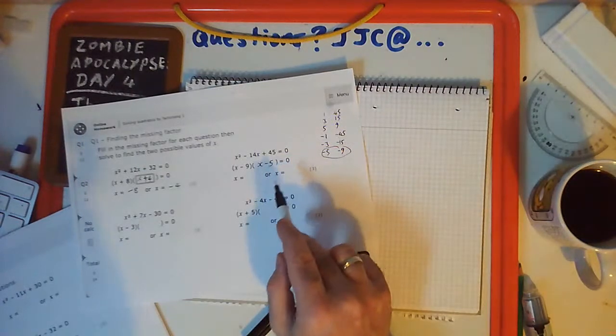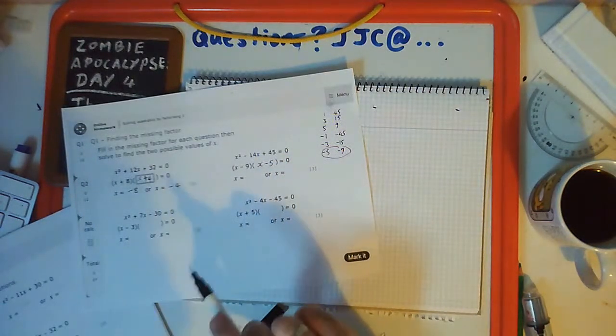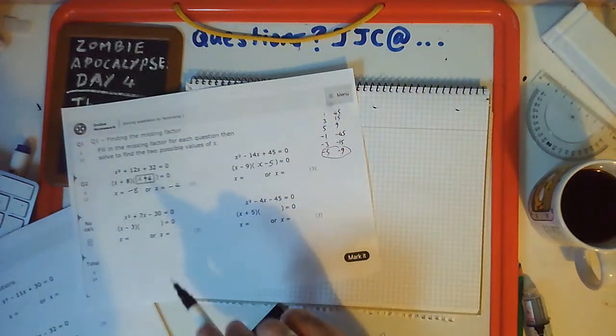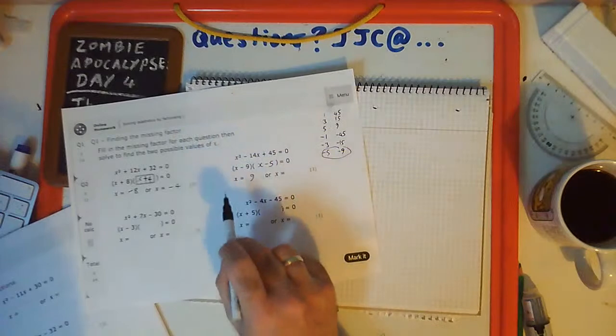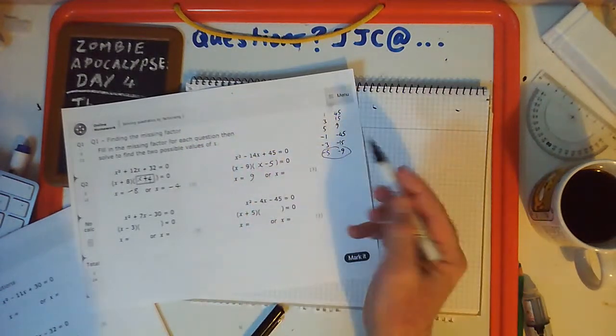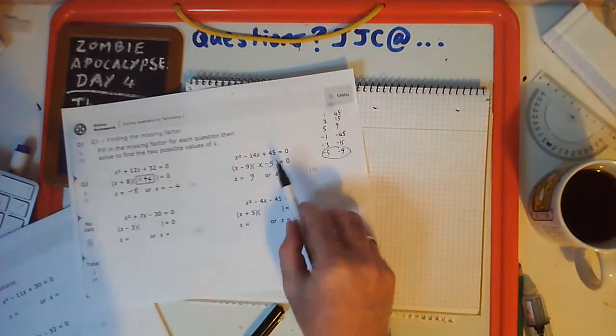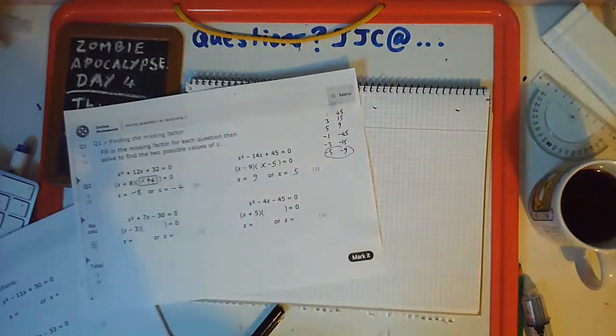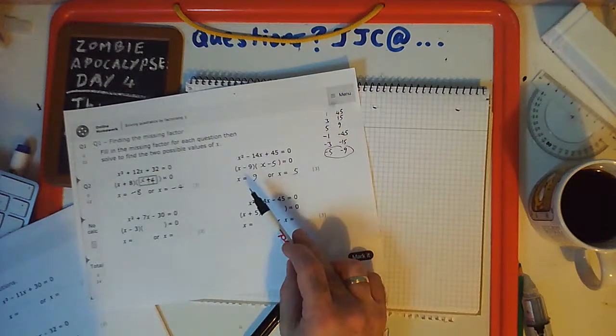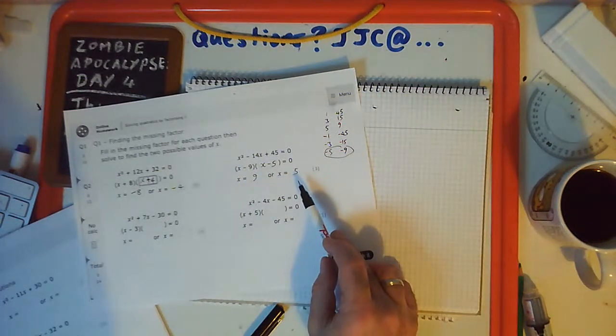And the whole thing will be equal to 0 if either of the brackets that we're multiplying together is equal to 0. So x would have to be 9 to make that first bracket 0. And x would have to be 5 to make x minus 5 0. So the answer is that x equals 9 or x equals 5.